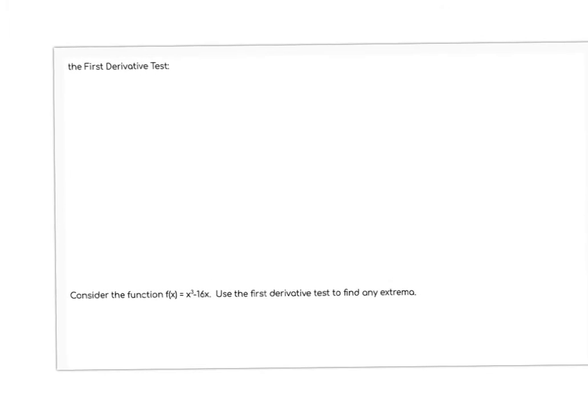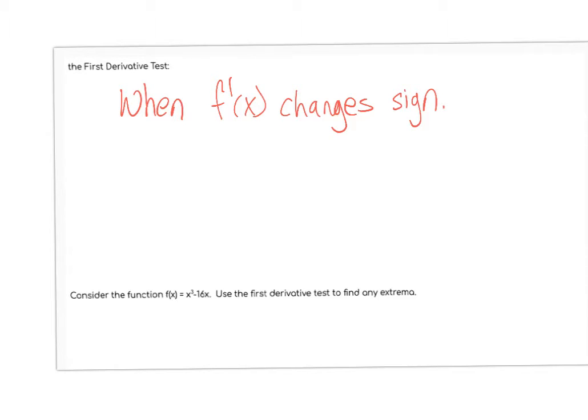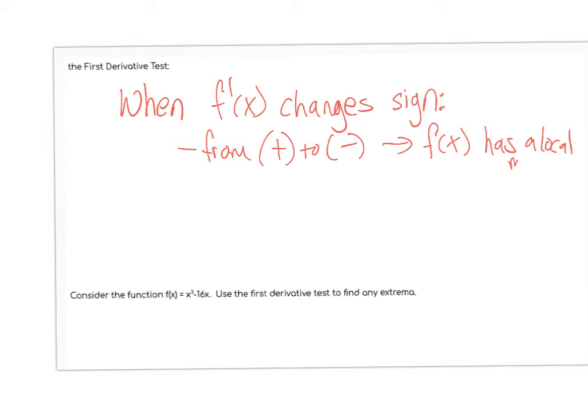This leads us to something called the first derivative test. The first derivative test basically says that when f prime of x changes sign, and we're going to have a caveat, a warning, in here in a second, from positive to negative, f of x has a max. In other words, we're going from increasing to decreasing in our graph, positive slope to negative slope.